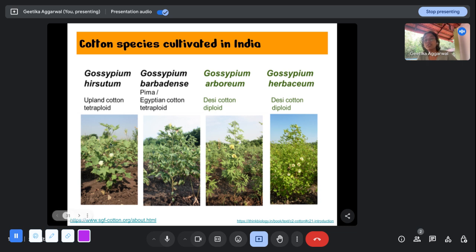So the species, Gossypium hirsutum, it's actually a cotton tetraploid, as you might be aware of ploidy. So diploid is an organism which has two copies of DNA, and tetraploid has four copies of DNA. So Gossypium hirsutum is actually a tetraploid. Then there is Barbadense, which comes from Egypt. Then there is Arboreum, which is a desi cotton from India, and Herbaceum, which is another desi cotton of India, which is a diploid. These two are tetraploids, Barbadense and hirsutum.